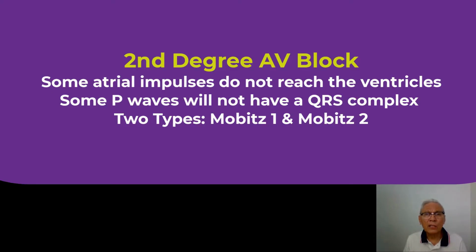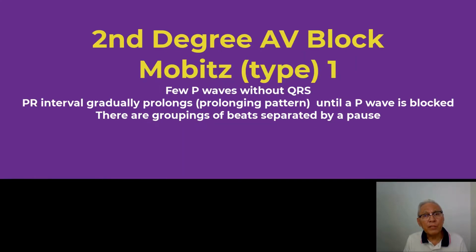In a second-degree AV block, there are some P waves that are not going to be conducted to the ventricles. And there are two types: second-degree AV block type 1 and second-degree AV block type 2. In a second-degree AV block type 1, there are P waves that are not going to be conducted to the ventricles. However, the PR interval is going to be prolonged in a prolonging pattern. So there is a gradual prolongation of the PR interval until such time that the AV node can no longer conduct the atrial impulse to the ventricles, causing a P wave to be non-conducted.